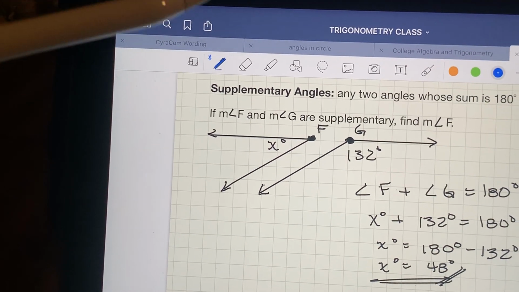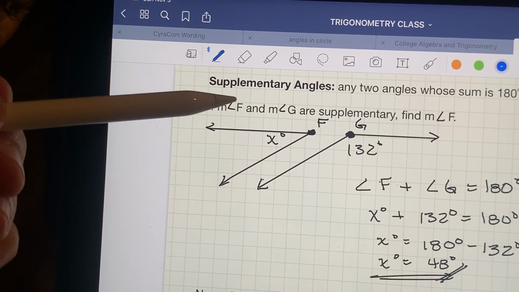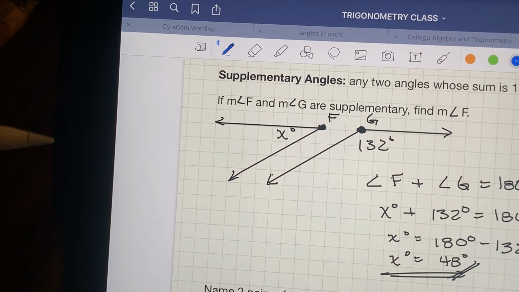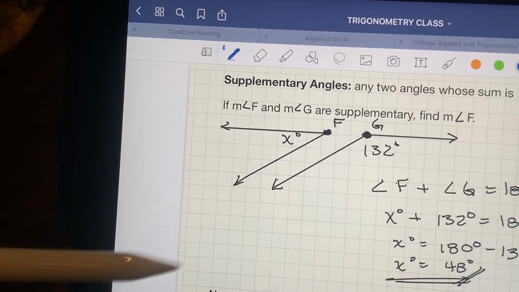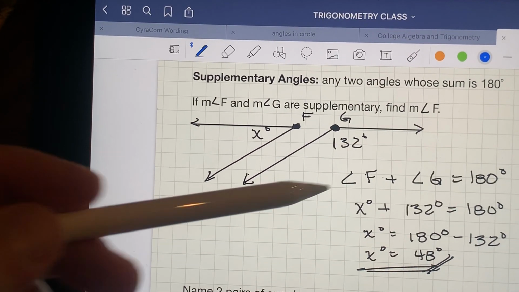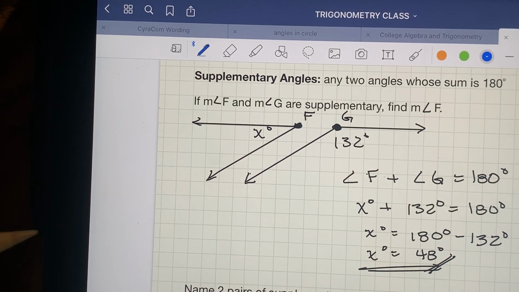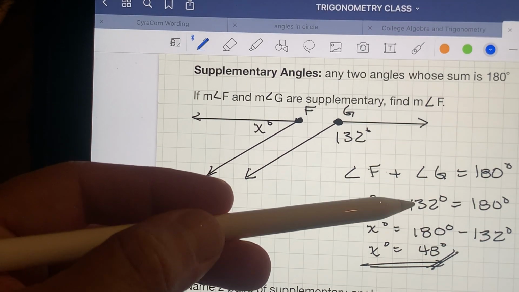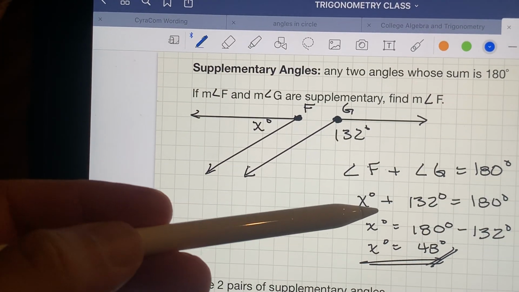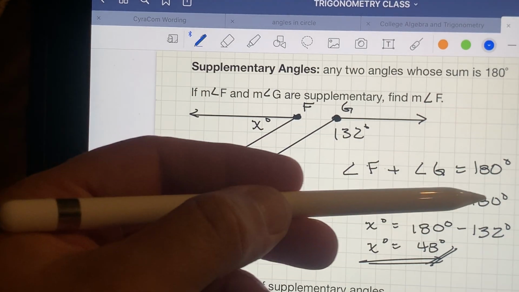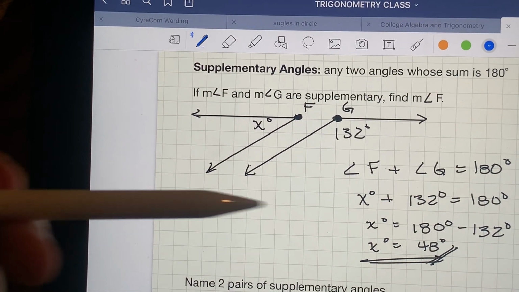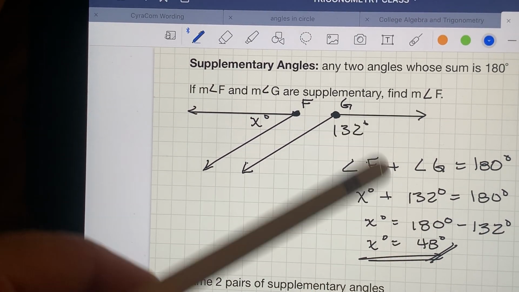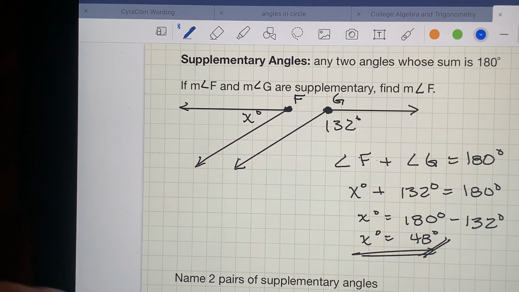So keeping that in mind, notice here that the first example says if my angle F and my angle G are supplementary, we need to find the value of F. So if I know that those angles added together give me 180 degrees, then x plus 132 would be 180. So that means that if this is adding, it has to subtract on the other side. So x is the same as 180 degrees minus 132. Therefore, x equals 48 degrees. And if you add 132 and 48, you will see that you have 180.